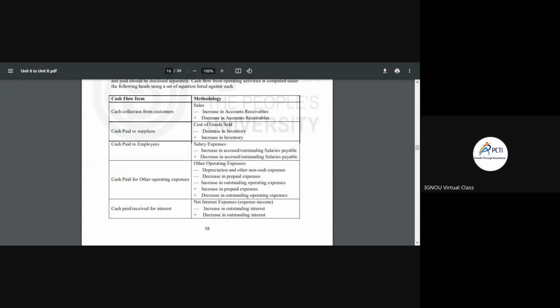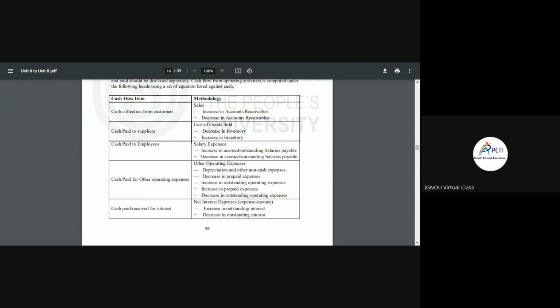Next one is cash paid to employees. In that case, salary expenses. We deduct increase in accrued outstanding salary payable. Then we add decrease in accrued outstanding salary payable. Then we have cash paid for other operating expenses, like we deduct depreciation and other non-cash expenses. We deduct decrease in prepaid expense. We deduct increase in outstanding operating expense. Then we add increase in prepaid expense and we add decrease in outstanding operating expense.